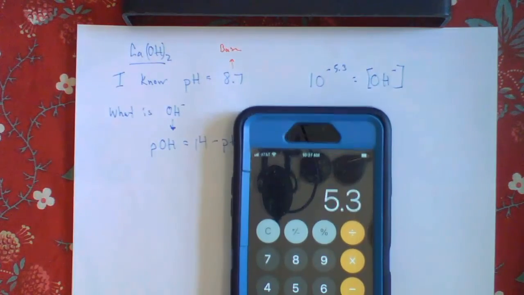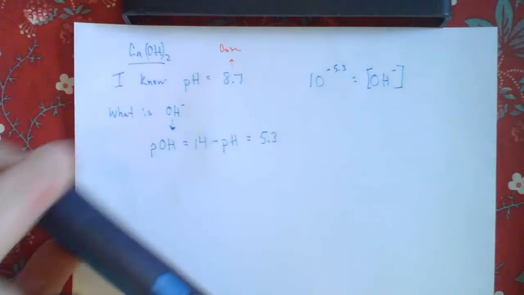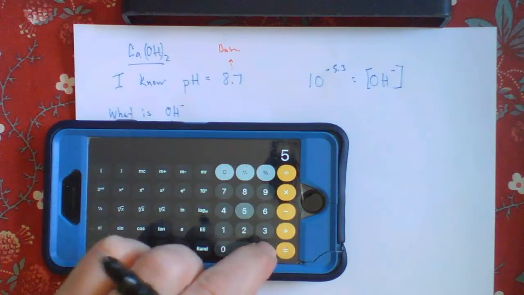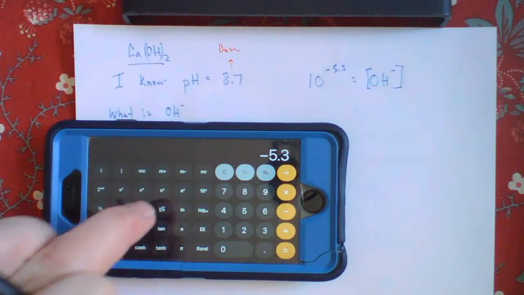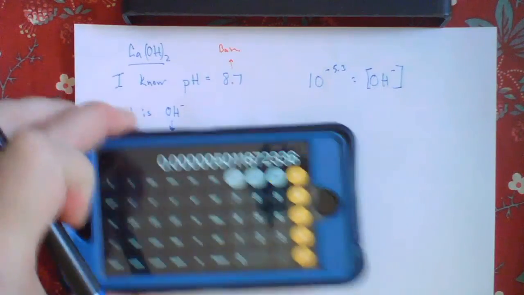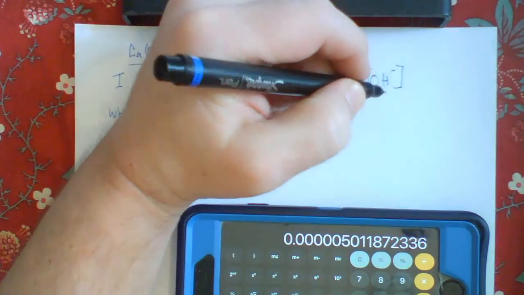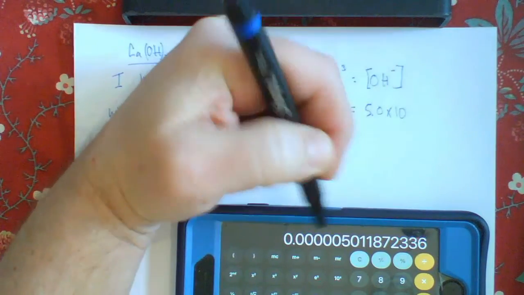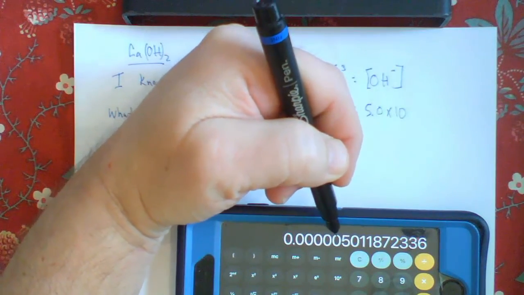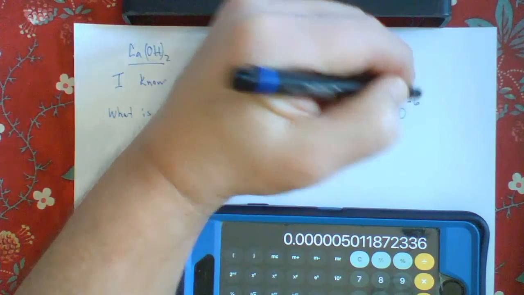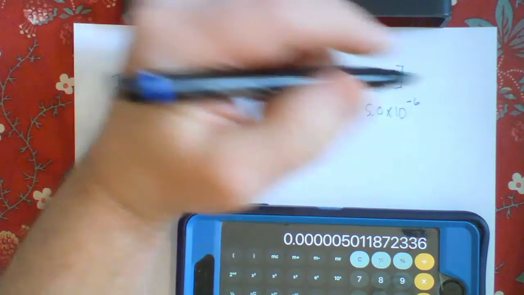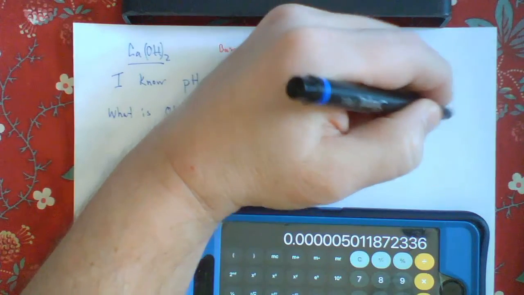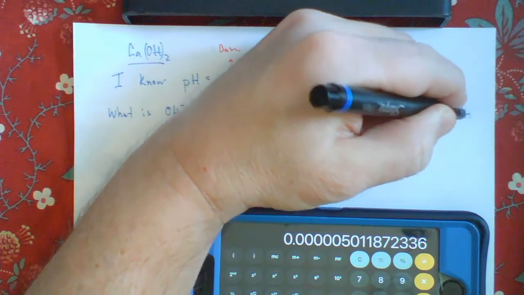So I'm going to go ahead and get onto my scientific mode. I'm going to take my 5.3 negative, I'm going to press that 10 to the, and so I know that I'm getting a 5.0 times 10 to the 1, 2, 3, 4, 5, 6, negative 6 molarity of the OH ions.